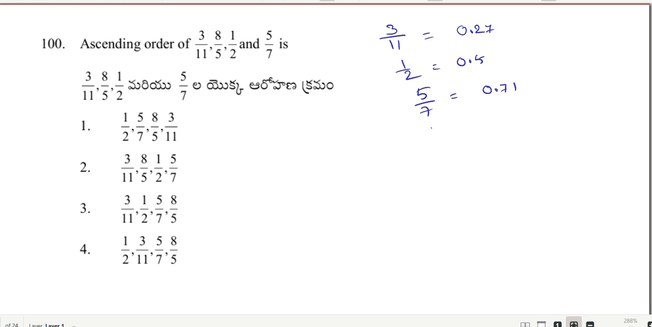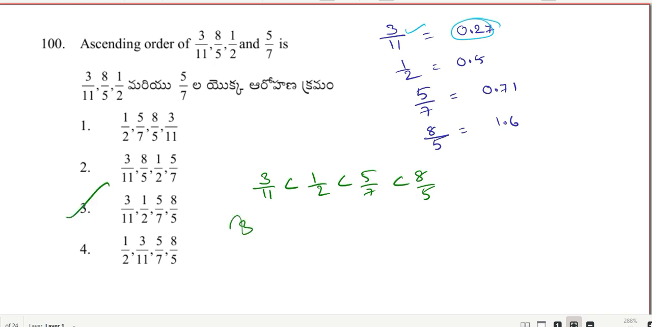And what else we have? 8 by 5, whose approximate value is 1.6. Now we can take the shortest one as 0.27, that is 3 by 11. So the shortest one is 3 by 11, which is less than 1 by 2, less than 5 by 7, less than 8 by 5. So what is the ascending order? 3 by 11, comma, 1 by 2, comma, 5 by 7, comma, next 8 by 5. That is the third option is the correct one.